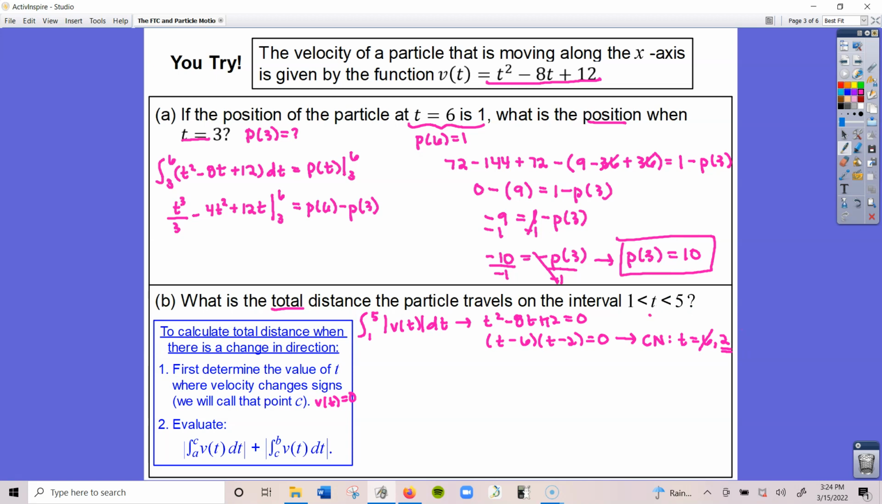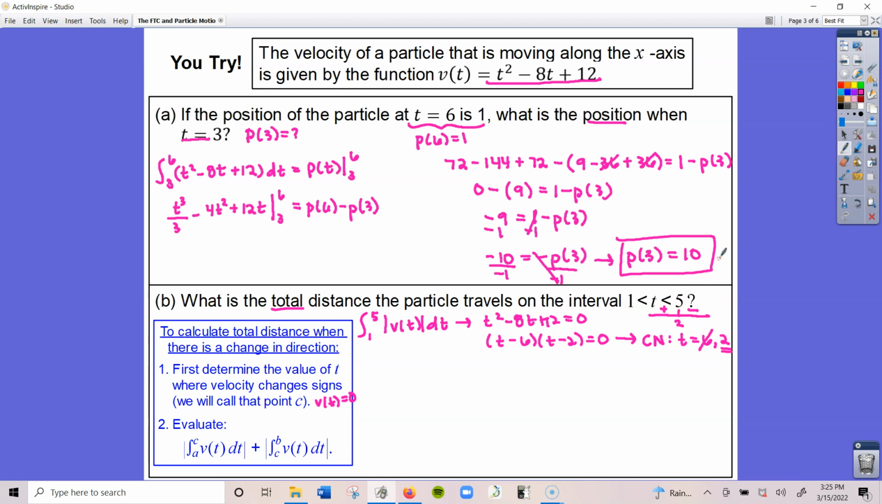So I'm going to create my number line and verify that my velocity does indeed change signs. If I plug in 0, 0 minus 6 is negative, 0 minus 2 is negative, so negative and negative make a positive. And if I plug in 3, 3 minus 6 is negative, 3 minus 2 is positive, so a positive and a negative remain negative. So as you can see, it does change signs.